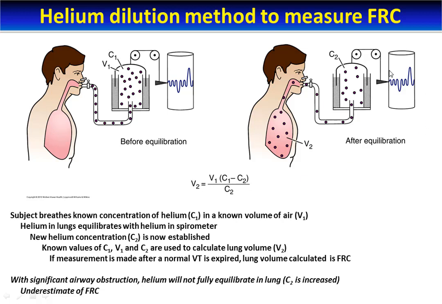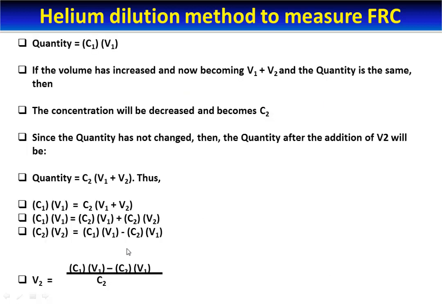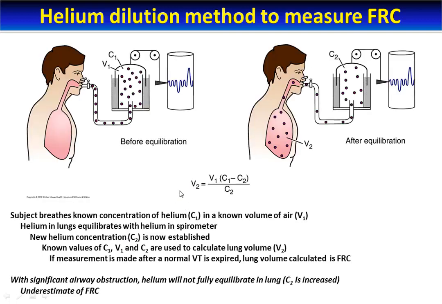This is after equilibration. V2, the functional residual capacity, is equivalent to V1 multiplied by C1 minus C2, divided by C2. The same concept here: V2, the functional residual capacity, is equivalent to C1 multiplied by V1 minus C2 multiplied by V1, divided by C2, and we can then measure V2, our functional residual capacity, after helium equilibrates in the volume of the spirometer and the functional residual capacity.